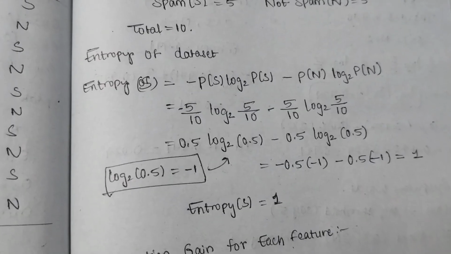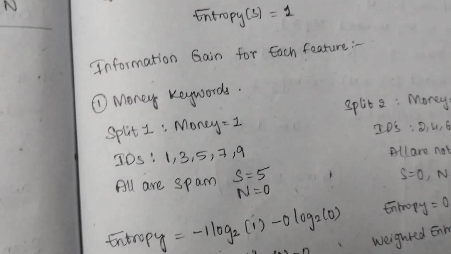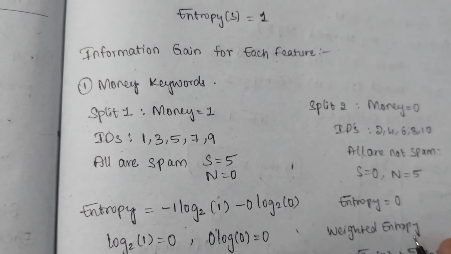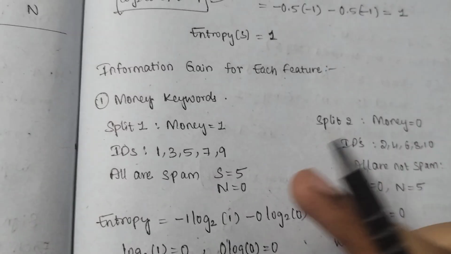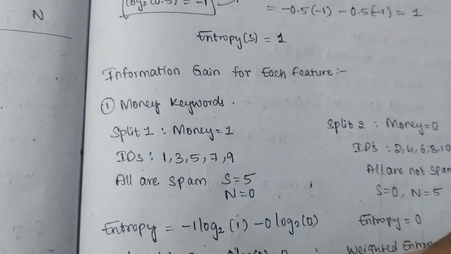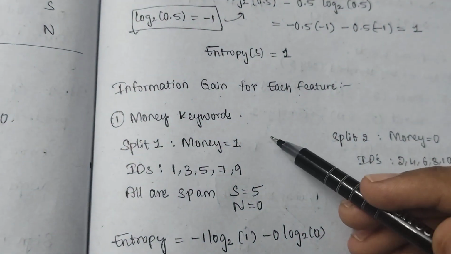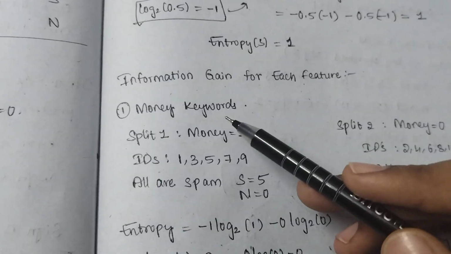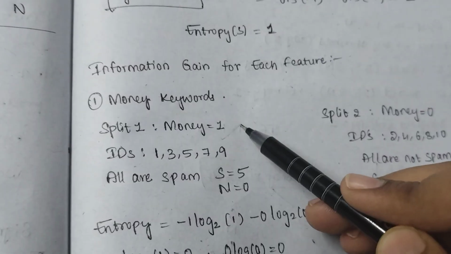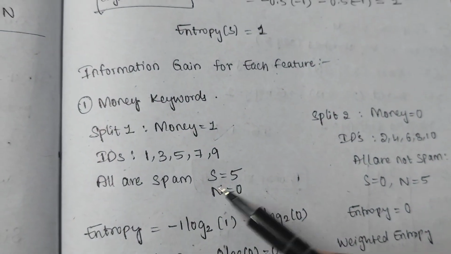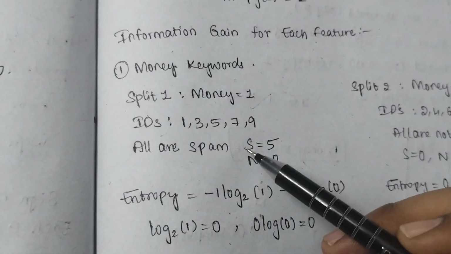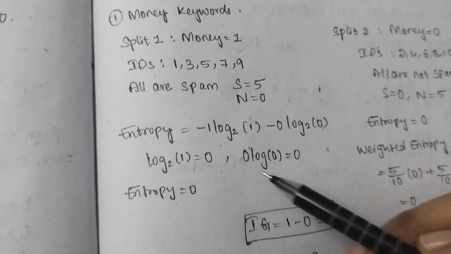Step 2 is to find this for all the features, which is very important. Now we do not guess the best feature. We calculate the information gain for each feature, because we can't directly decide what is the best feature out of 4. So we'll go with the money keywords first. Let's split based on the money keywords, where the value is 1 or 0. When money is equal to 1, all are spam, so entropy is equal to 0, which is a pure node.